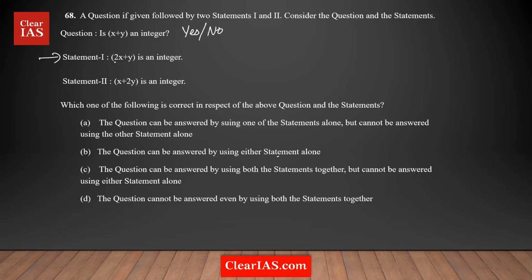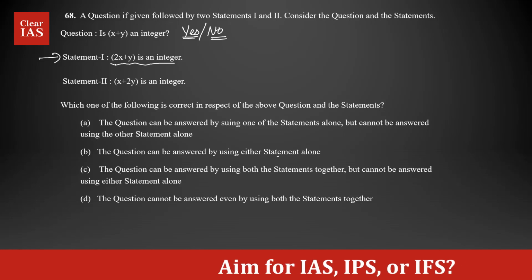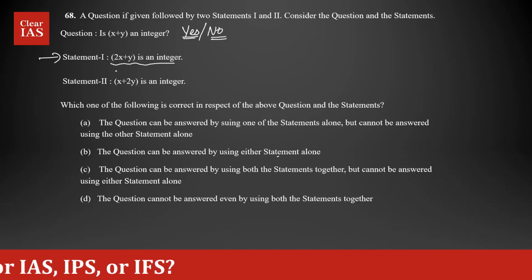Statement 1 says that 2x plus y is an integer. Based on the statement, we need to check whether it is possible to get a definite answer to the question. That means you need to get a definite yes or a definite no. If you're getting a maybe yes or maybe no, in some cases a yes and in some cases a no, that means this statement is not sufficient. So we're going to use a picking number strategy in this question. We're going to pick some numbers and check what answer we get.